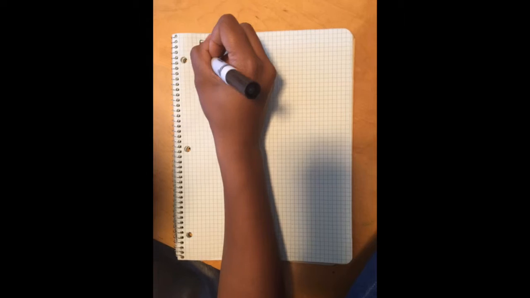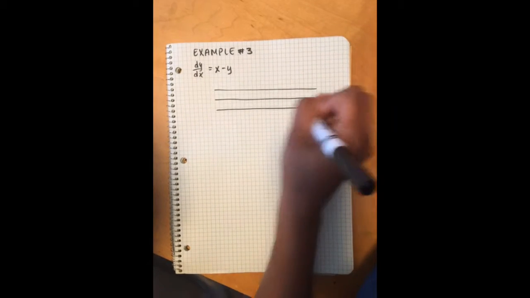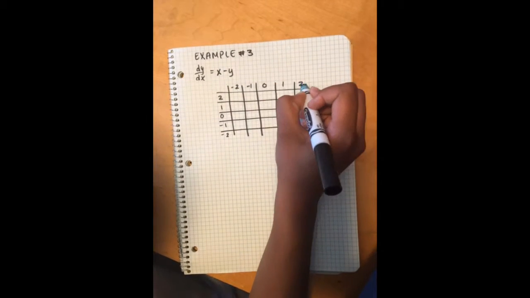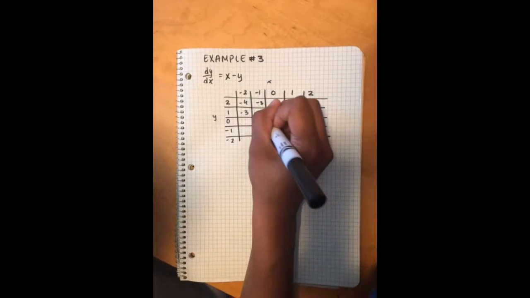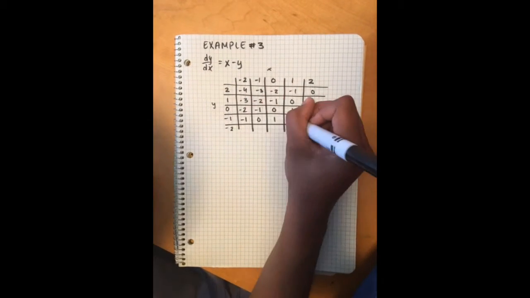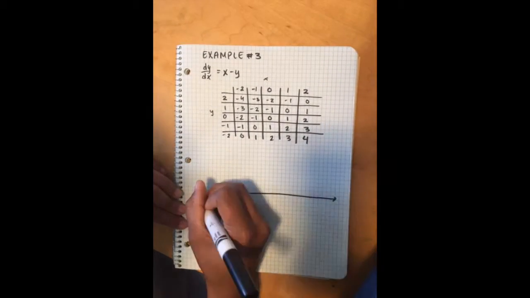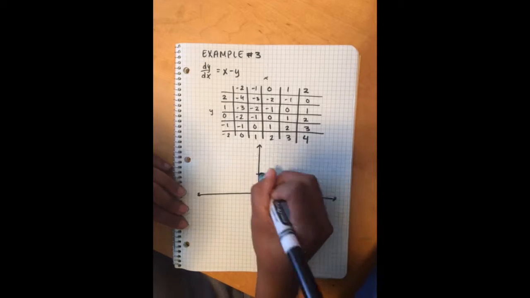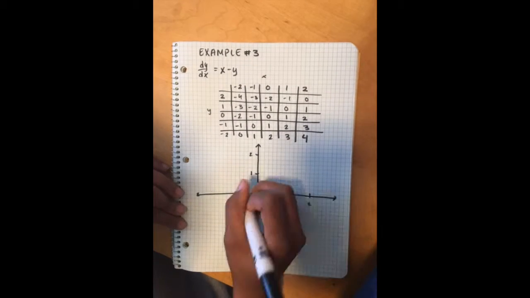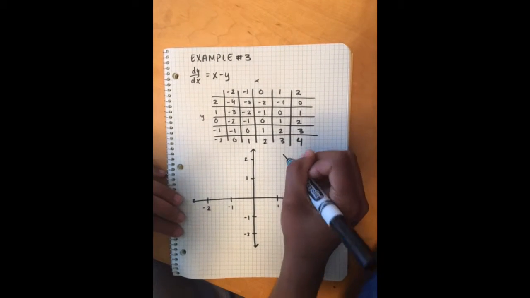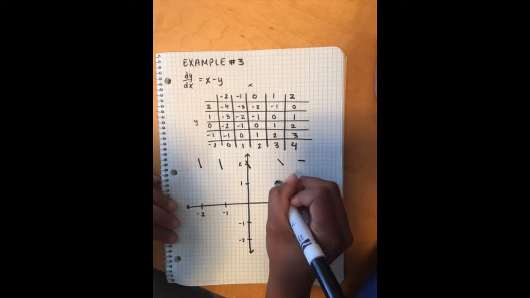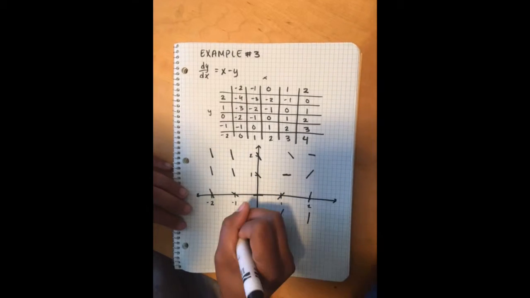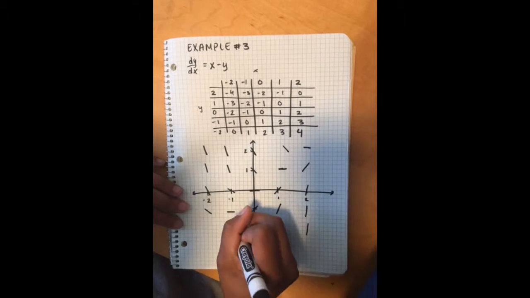The third example, we will use dy/dx equals x minus y. Just like in the past examples, we will make a table to keep record of the slope at each given point. Again, the x values are across the top of the table and the y values are to the left. Now we fill in the table using the dy/dx equation. We plot each of the slope points on the graph to make the slope field. We used more points on the table in order to create a bigger slope field.